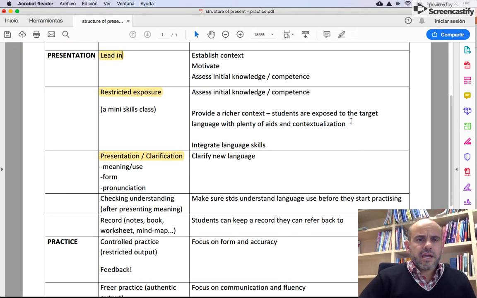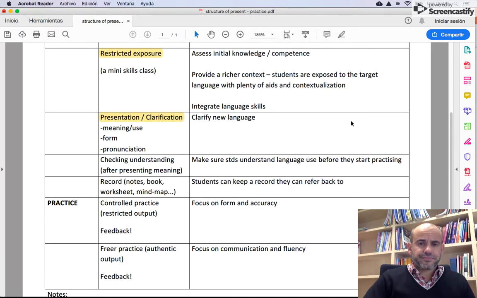After that would come some restricted exposure to the target language. Now, this concept is going to become clearer when we analyze textbook materials in the next webinar. The idea would be to introduce the lexical sets or the grammar structure through texts. The text could be oral or written. It could be video, it could be audio, it could be a written text with reading comprehension activities. Those are some typical approaches.